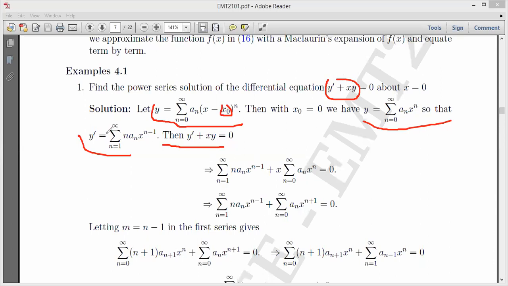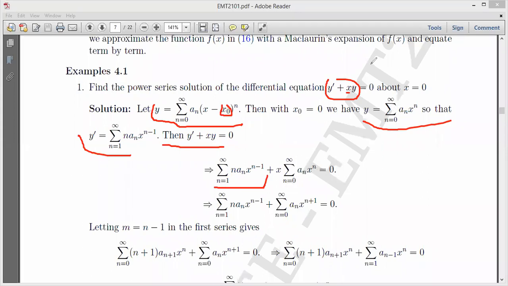So y prime is this one here. We substituted, which is this one here. Then we substituted for y, because this is plus xy. So the x is right there, but we had our y, and y is this one here. So when we substituted for y, we got that.